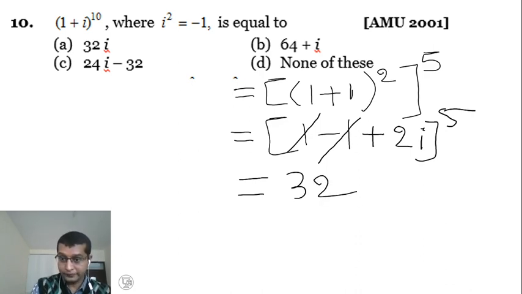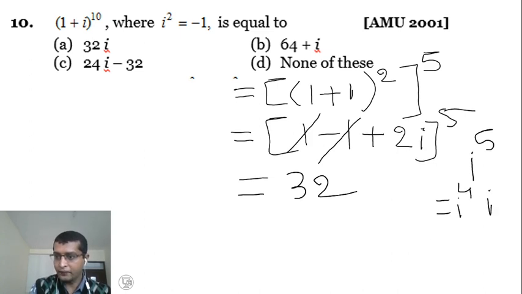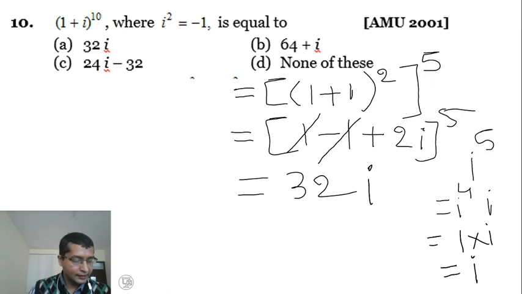i raised to 5, very simple. If you get an odd number like this, i raised to 5 can be written as i raised to 4 into i. i raised to 4 is plus 1, and into i, so we get the answer as i. So 32i is the right answer. Therefore, option A is the right answer.